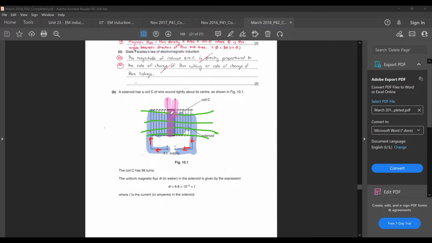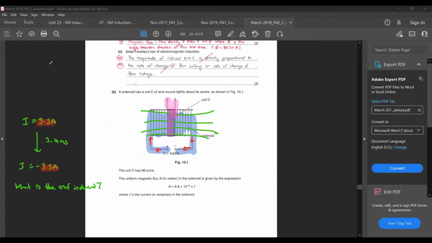Right now the question is asking you, if in the first place I had a current of 3.5 amp, and then I changed the current to negative 3.5 amp in a time of 2.4 millisecond, what is the EMF induced in the coil C? Now you might be thinking, well, the magnitude is the same here.